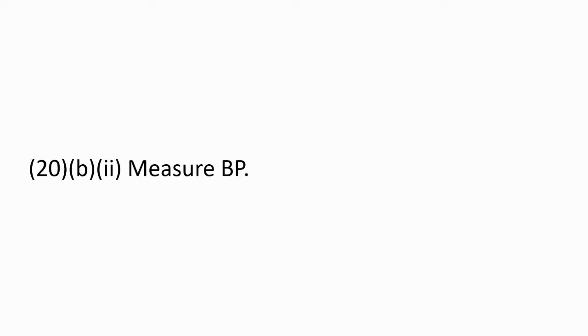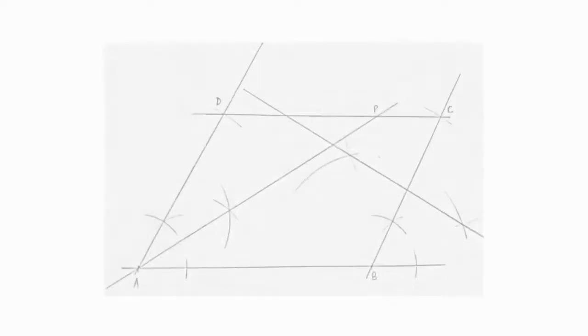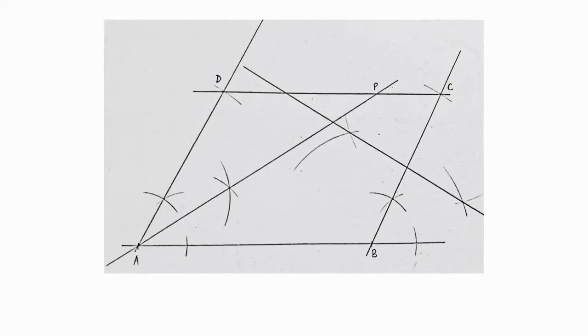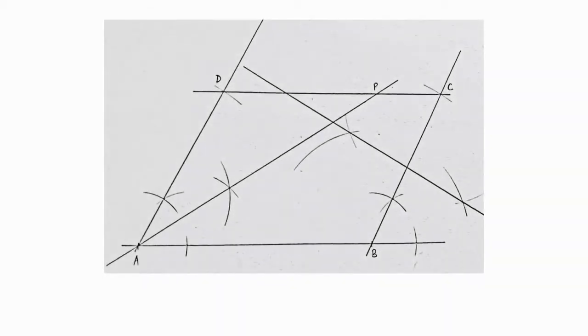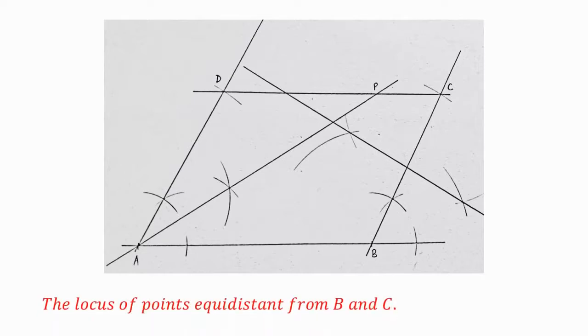Part B2, measure BP. So you are going to use your construction to measure the length of BP. According to my construction, the length of BP is equal to 6.1 centimeters. Part C, describe the locus that the perpendicular bisector of BC represents. So we need to state what the perpendicular bisector of BC represents, and it represents the locus of points equidistant from B and C.